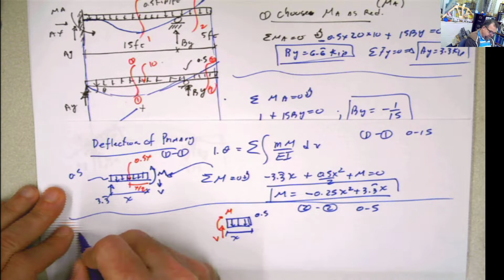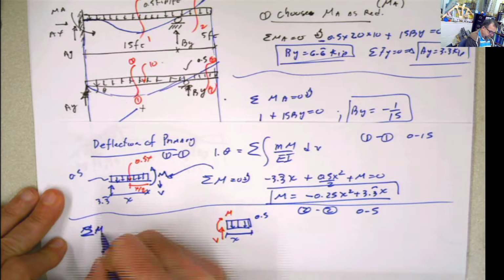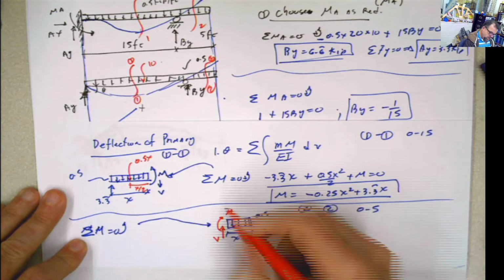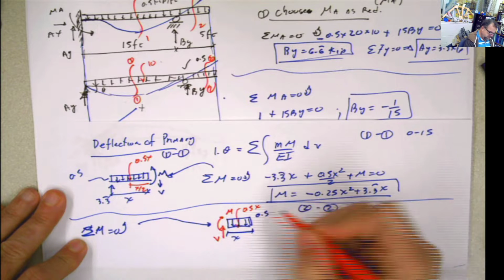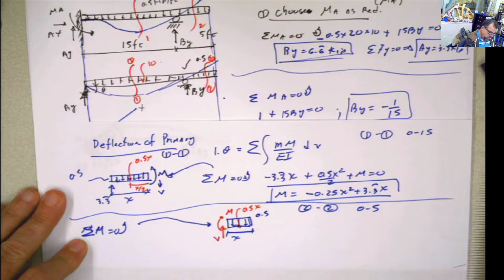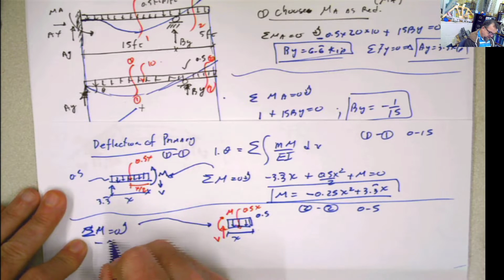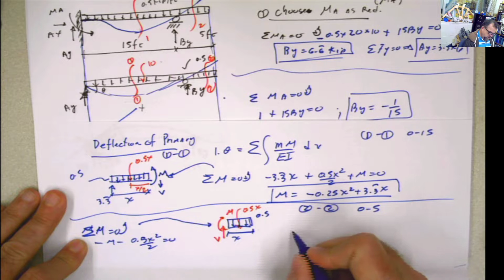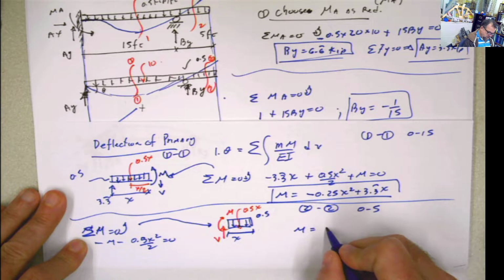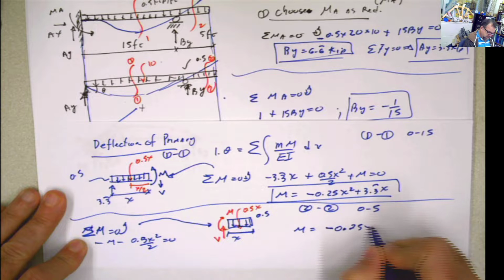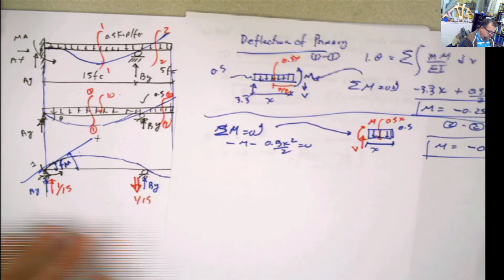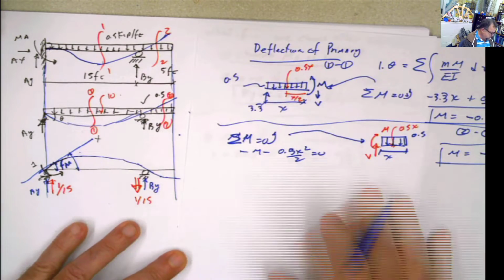Summation of moments here. So this is going to be what? 0.5x times x divided by 2. Negative M minus 0.5x squared divided by 2 equals 0. So M is going to be equal to negative 0.25x squared. And that's the primary structure, section 2.2.